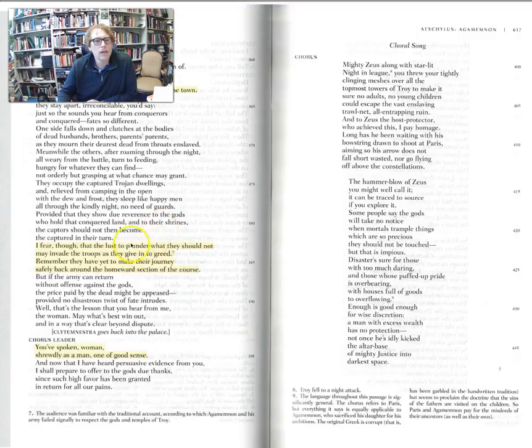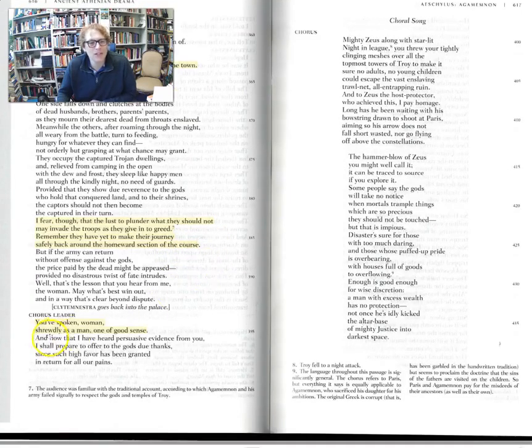But she's also worried that the Greeks might go too far in their plunder. I fear, though, that the lust to plunder what they should not may invade the troops as they give in to greed. Remember, they have yet to make their journey safely back around the homeward section of the course. And remember, our word for that is nostos. Odysseus had his great nostos to get home. Agamemnon is going to get his nostos too, but his is going to be almost instant. He sails home in just a matter of a few days, whereas Odysseus takes 10 years to get home. And so the chorus leader says, "You've spoken, woman, shrewdly as a man, one of good sense."